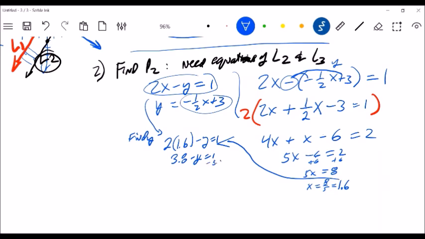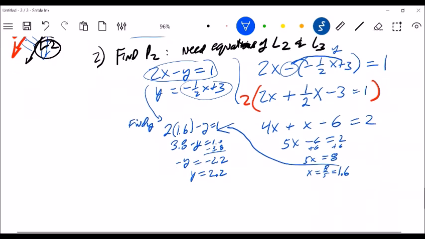Ooh, we're going to subtract 3.8. Okay, that is a little bit harder here. We get negative y equals, that's actually a negative 2.2. And divide by the negative 1 and get y is equal to 2.2. Putting in the other one might have been easier, but it would have been almost the same kind of subtraction. So we have a point of 1.6 and 2.2.